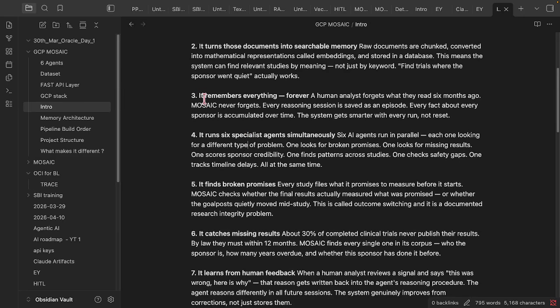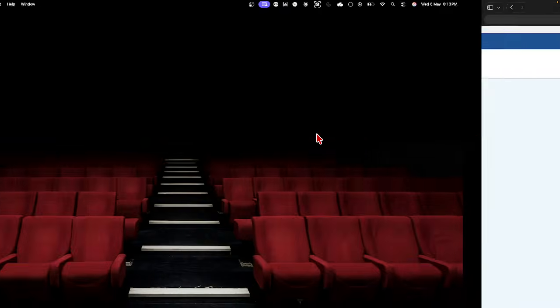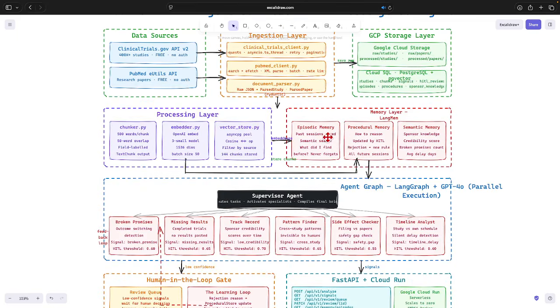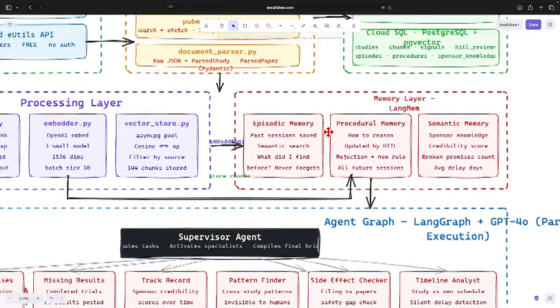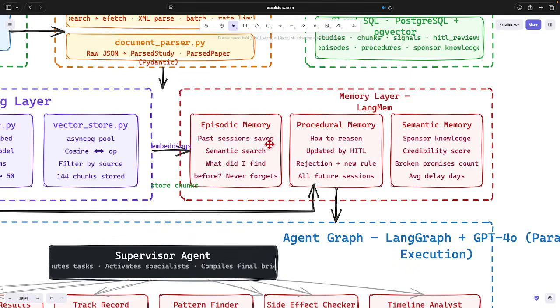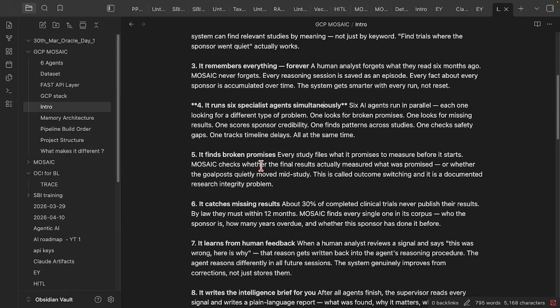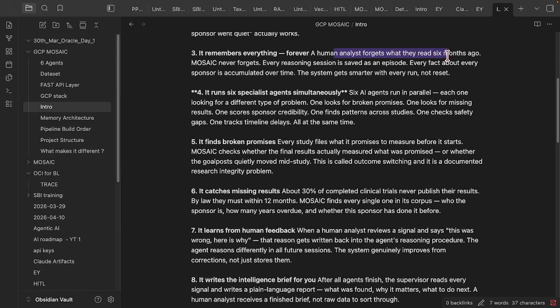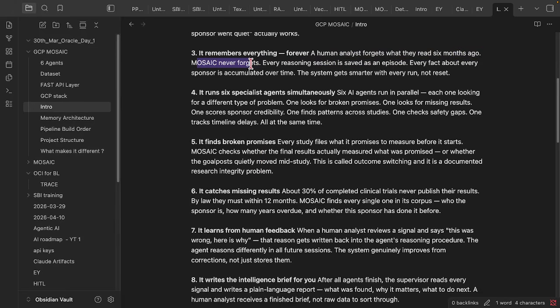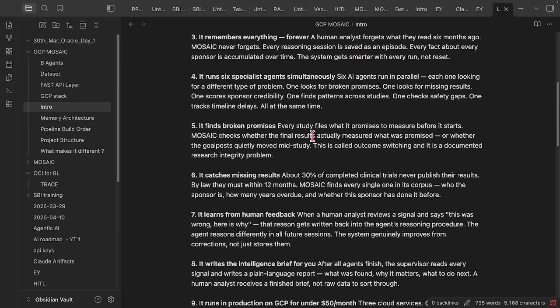Firstly, it remembers everything. Why, guys? Because we have given it a LangMem integration layer. We are going to deploy the project along with the memory layer integration also. We're going to be dependent on episodic memory, procedural memory, and semantic memory. When we actually go into LangMem, we'll deep dive into what the differences are, etc. A human analyst forgets what they read 6 months ago, but our project will never forget when in production. Every reasoning session is saved as an episode, and every fact about the sponsor is accumulated over time, and the system gets smarter with every run and does not just reset.